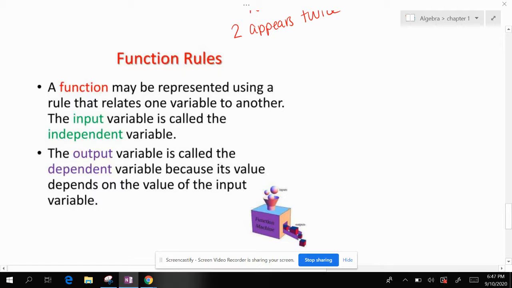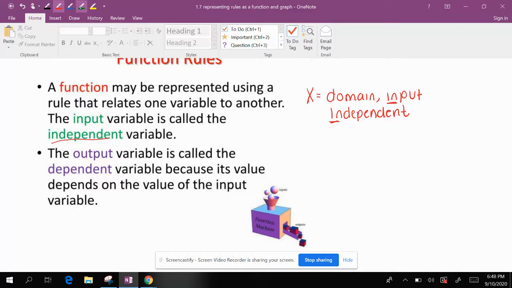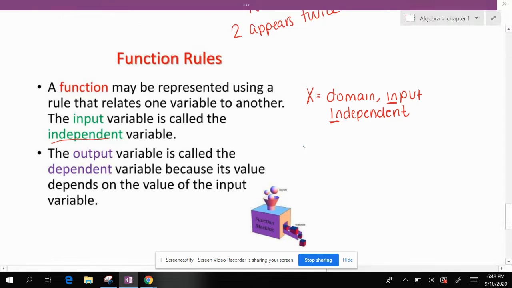All right, so remember, I was talking about nicknames. X, what are its nicknames so far that we know? We know it's domain, and we know it's input. Well, it's also called independent. I try to remember input, independent. And what are the Y nicknames? We have range, and we have output. We're also going to add to that nickname list dependent. Because the Y, whatever number it is, is totally dependent on whatever the X is.